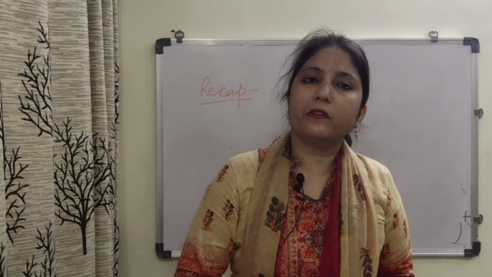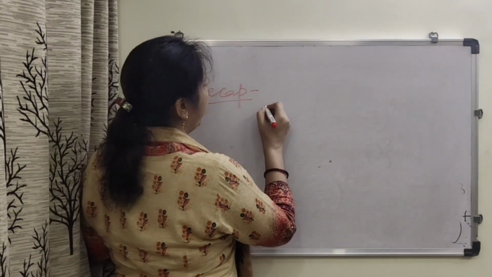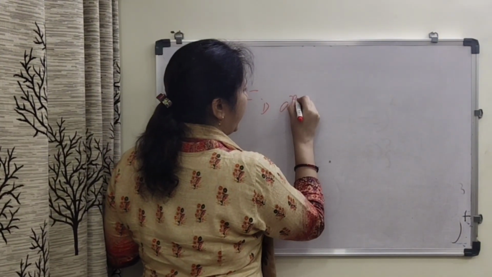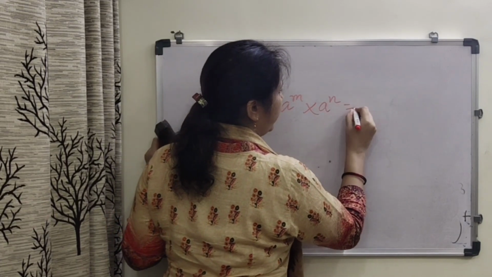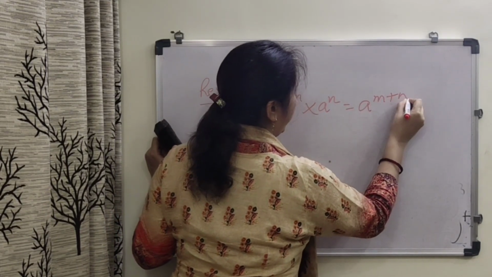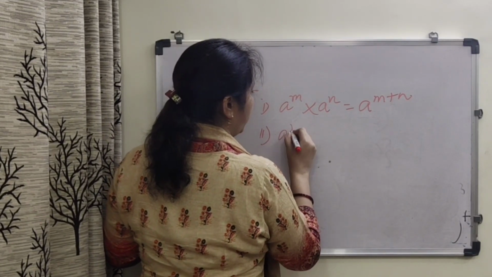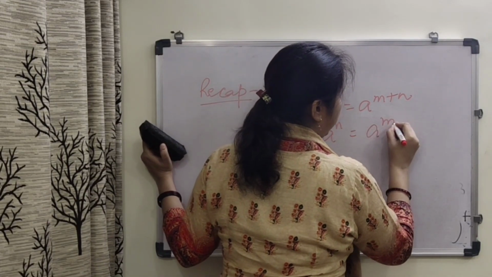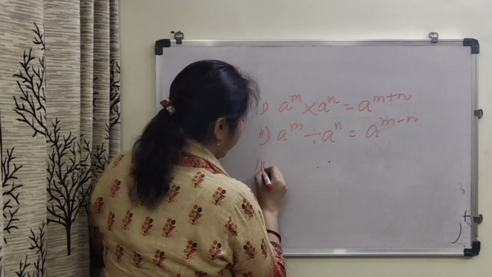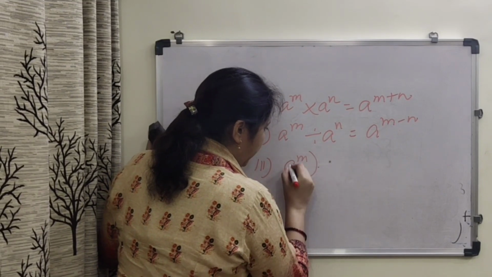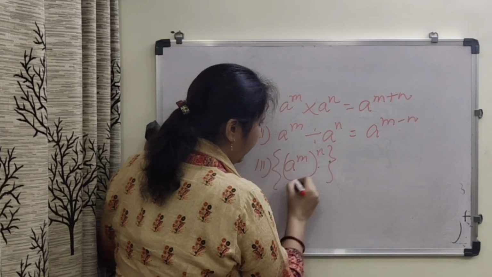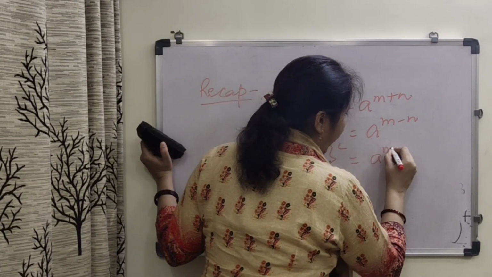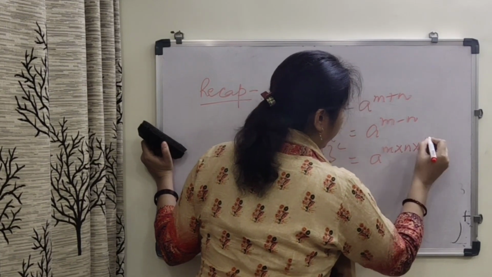I have taught you all 7 laws. Here I want to give you the summary of all the laws just quickly in 1 minute. The first law was a to the power m into a to the power n is equals to a to the power m plus n. The second one was a to the power m divided by a to the power n. It was a to the power m minus n. The third was a to the power m to the power n to the power l. It was a to the power m into n into l.